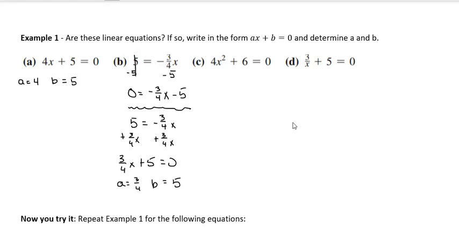All right, this next one, is this a linear equation? And the answer is no, because we have this raised to a power of 2. So that is not a linear equation. All right, let's look at the next one. 3 over x plus 5 equals 0. So think about that one. This one is not linear because x is in the denominator. So the answer again to this one is no.